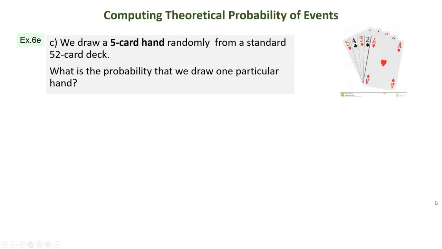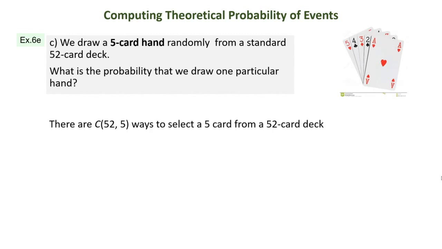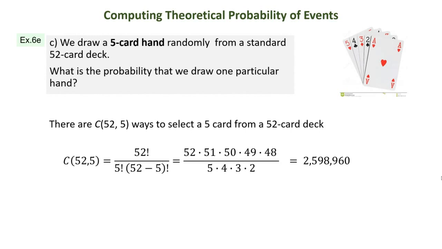Okay, in our homework, we may find a problem like this. We draw 5 cards randomly from a standard deck. What is the probability that we draw one particular hand? Any hand, but one. The probability of one particular hand is 1 divided by the number of combinations of 5 cards taken from 52, and this is given by the combination formula.